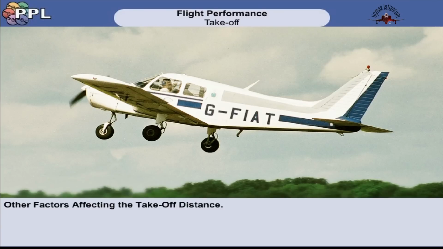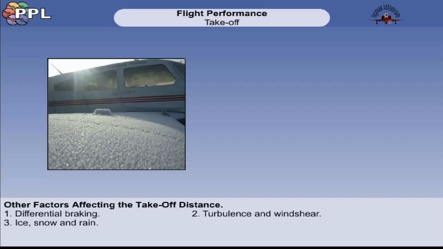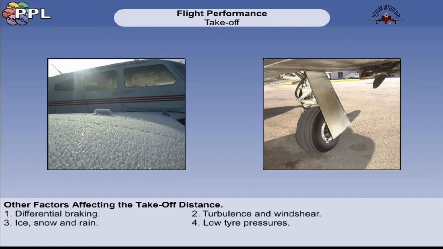There are many other factors which need consideration when calculating your takeoff distance. These include the use of differential braking when trying to maintain directional control in strong crosswinds. Other considerations include wind shear and turbulence, as well as contamination on the aircraft itself, such as ice, snow or rain, and low tyre pressure, which will increase rolling resistance.